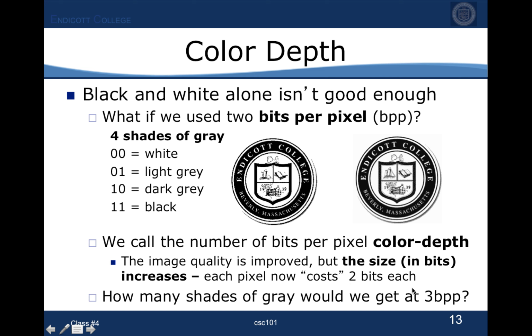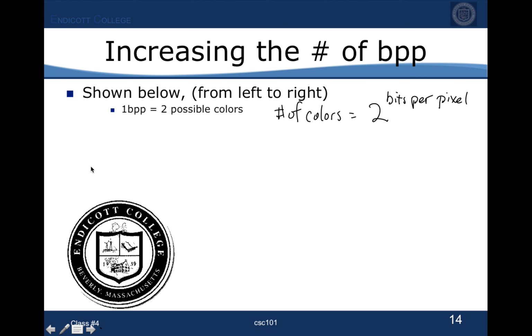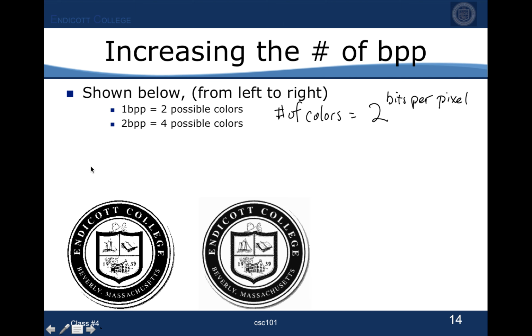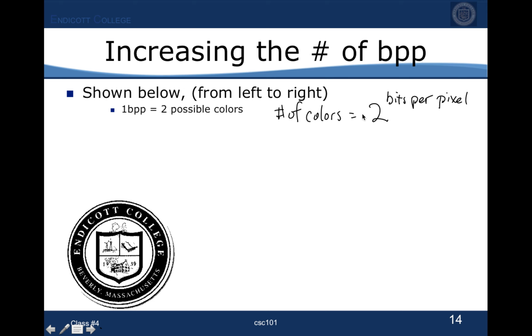All right, well, I stop at 2. How about if I go to 3? If I am allowed to have 3-bit codes, hopefully you remember this relationship, which we saw when we were talking about binary, that if I take 2 to how many bits, that should tell you the number of codes, which now for us are colors, you can make.